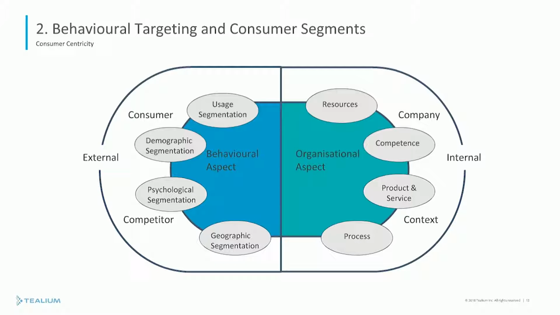If you start with the right-hand side of the slide, you see that we have the question for resources, competence, product and service, and processes. This is the context of our company. This is absolutely internal, so meaning what do we offer? The other side, the external side, are consumers and competitors, and this is the usage of segmentation itself, like demographic, psychological, geographic, and here you could count easily more different aspects of behavioral targeting.